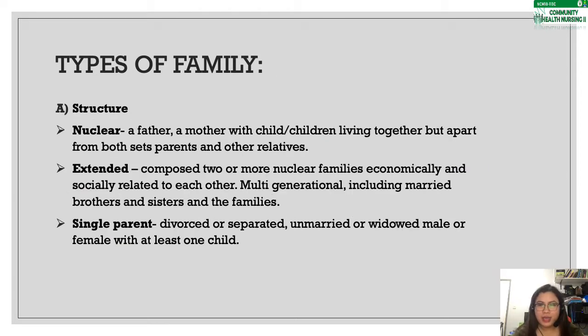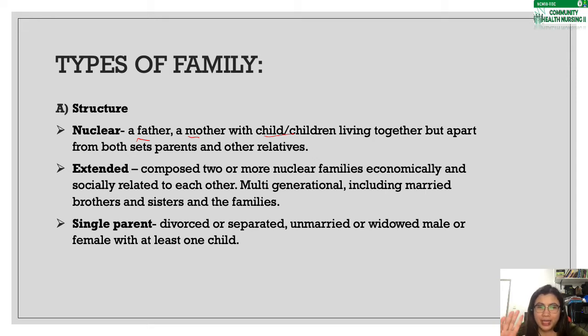Now we have different types of the family. First, the family type according to structure. The family type according to structure has many kinds. Let's first have the nuclear. The nuclear type of family is a composition of the father, the mother, and the child or the children. They are the members of the family living together.